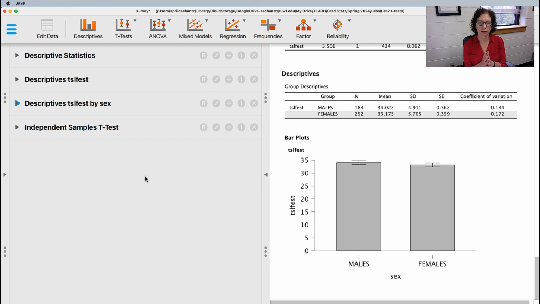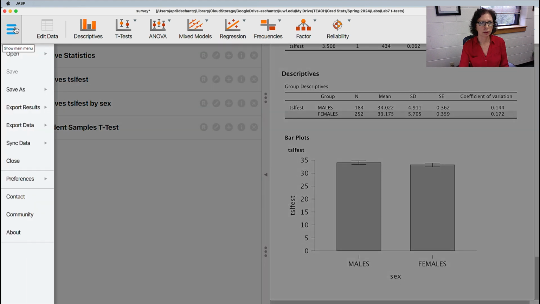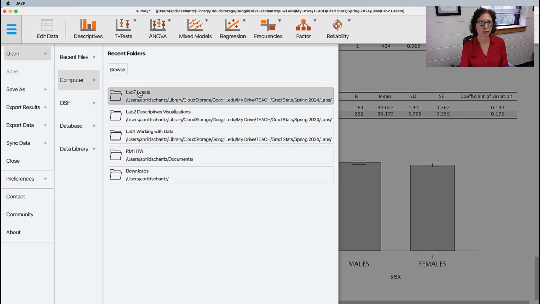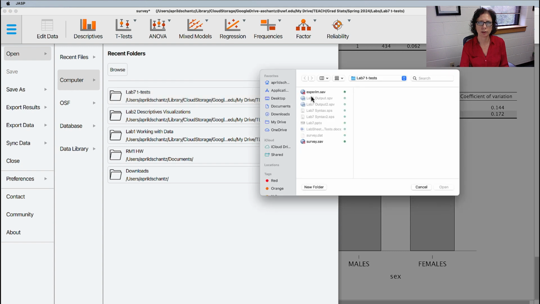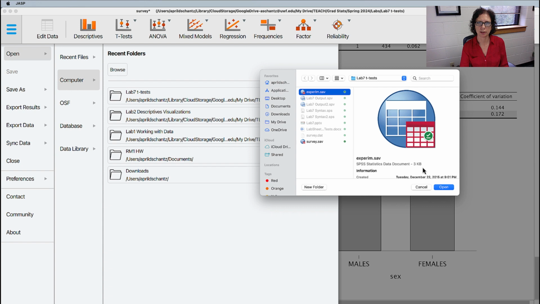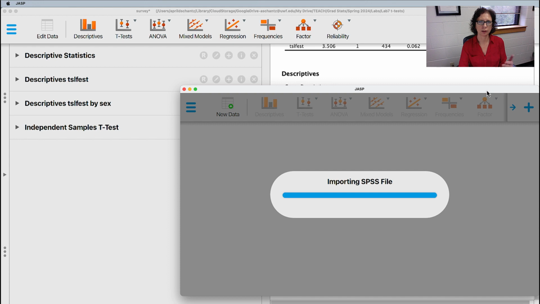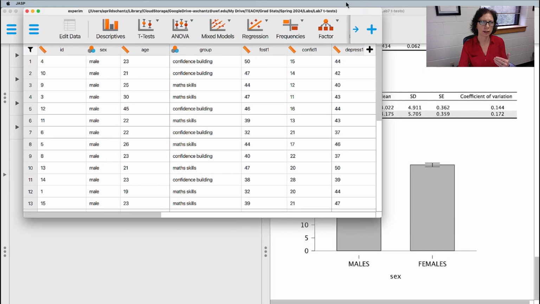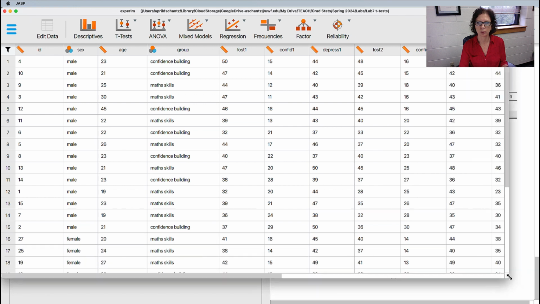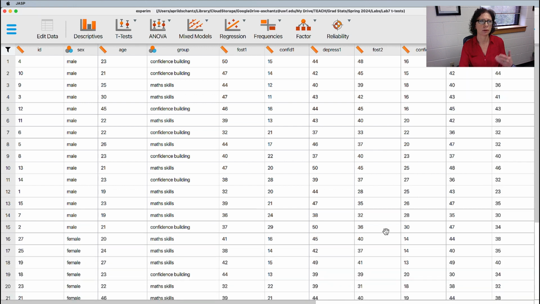To look at our next part, the paired samples t-test, we need a different data set. You'll go back to your menu and open and browse to where you have the experim.sav data set. And it's going to open up a whole other window. JASP won't do two data sets in the same instance, so it's going to have a second JASP instance opened up here. And as usual, we want to look over the import and make sure it's correct.